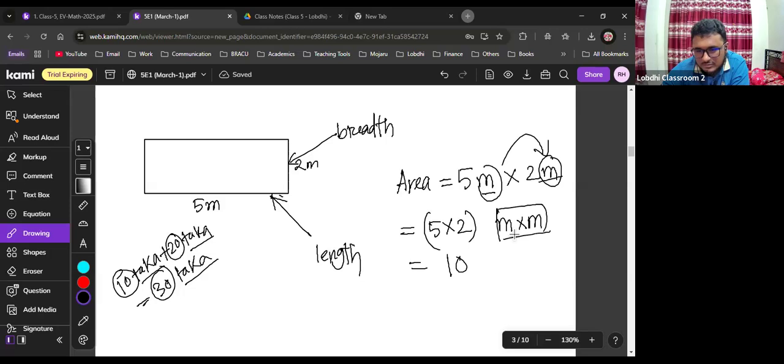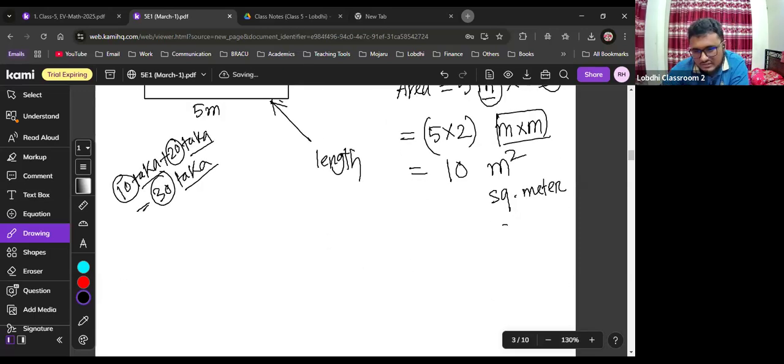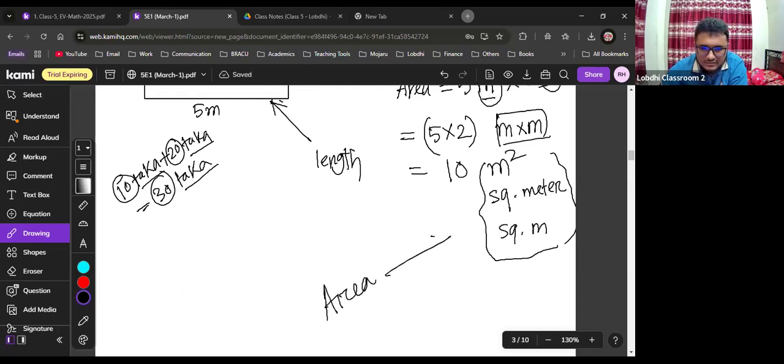And meter multiplied by meter is equal to meter square. You can write it like this, square meter, or SQM in short, where M means meter. There is no barrier, you can write all of these, but you have to be careful that in case of finding area, the unit will be in square unit, like square meter. If the side was given in centimeter, it would be square centimeter. This is what I was trying to explain.